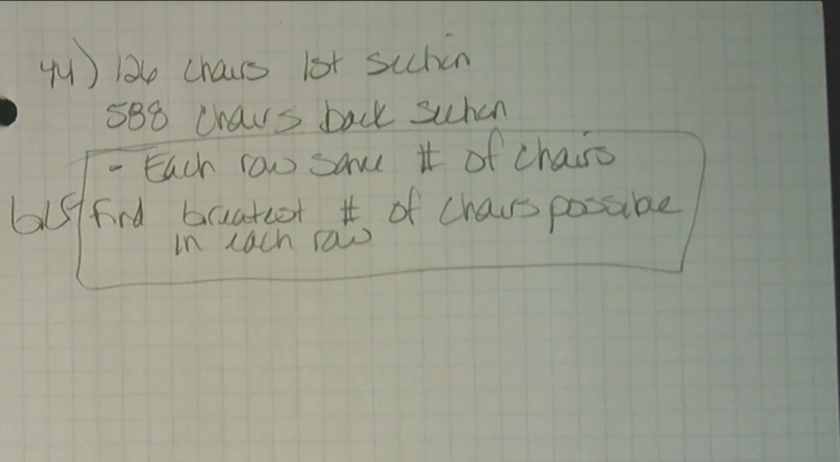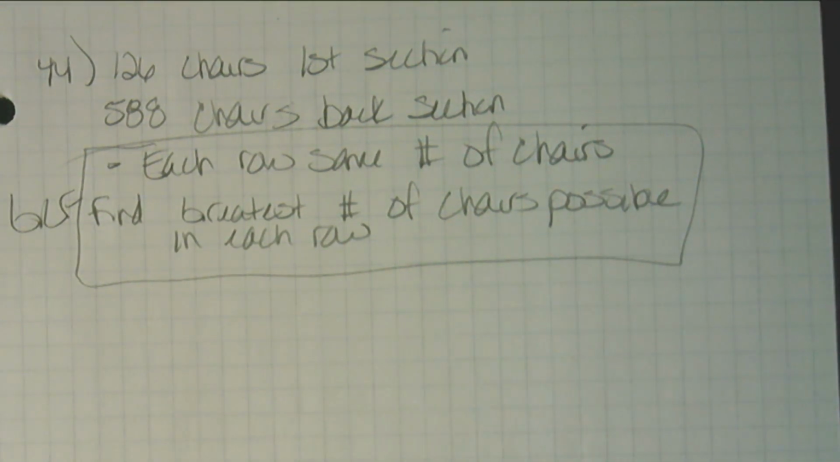So this one says the first section is going to have 126 chairs. The second section is going to have 588 chairs. We want to divide all those chairs up so we have the same number of chairs in each row. What is the greatest number of chairs possible that we can put in each row? How is this different than the ones where we have to do the number of rows and the number of chairs in a row? What is different in the wording? What is different in what they're asking us for? What is different in what they've given us?